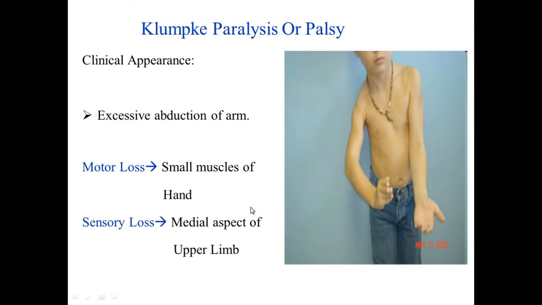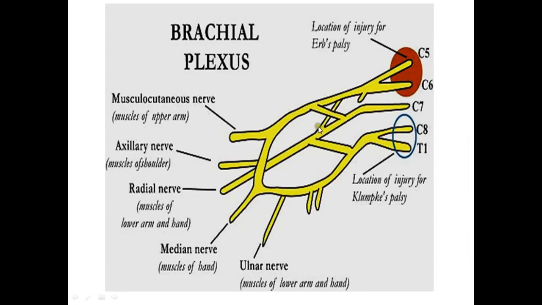That is showing Klumpke's paralysis or palsy. Over here you can see excessive abduction of the arm. Small muscles of the hand are lost. The medial aspect of the upper limb has loss. Motor losses occur in the small muscles of the hand, and sensory losses occur on the medial aspect of the upper limb over here. Now this is the point we can say, that is the Erb's point.